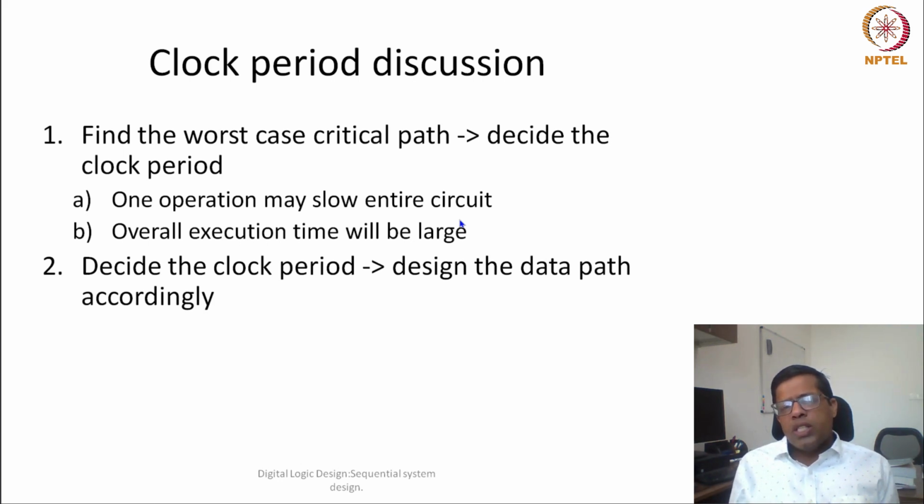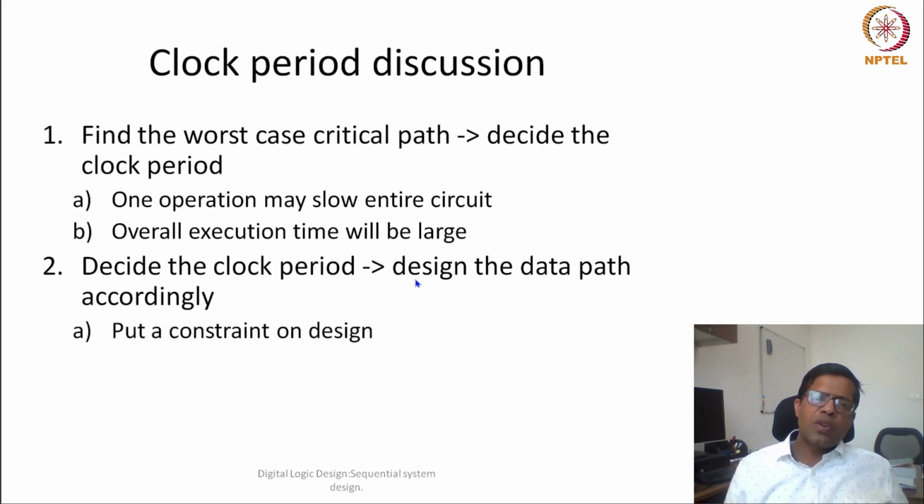So because of all of these reasons, this particular method is usually not considered, but the other method where we decide the clock period and then design the data path is more prominently used in the design industry. So what would happen if we are deciding the clock period? That means we are putting a constraint on the design itself. So far, the only constraint to our design we have kept is the area or the delay, but here we are putting an additional constraint: given a clock period, now design the system.